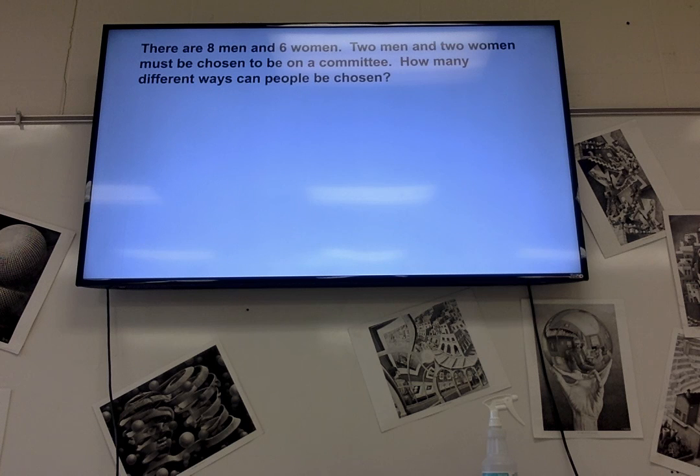So I'm going to have to do these separately and then use the basic counting principle, which just means you multiply them together to get your answer. So for the 8 men, it's a combination of 8 choose 2. And for the 6 women, it's a combination of 6 choose 2. And then those 2 answers we're going to multiply together.